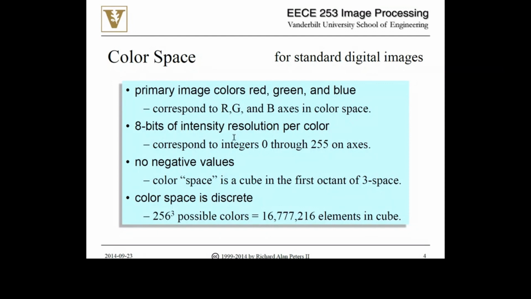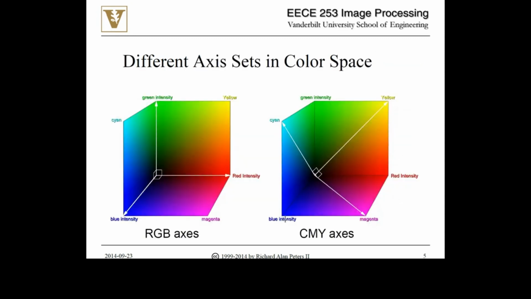So our RGB colors go from 0 to 255, and so we have 256 to the cube possible colors. That is 16 million colors. They could be arranged in this way. And actually, of these 16 million colors, a person can see or distinguish about 40 million colors, but not all of them at the same time.